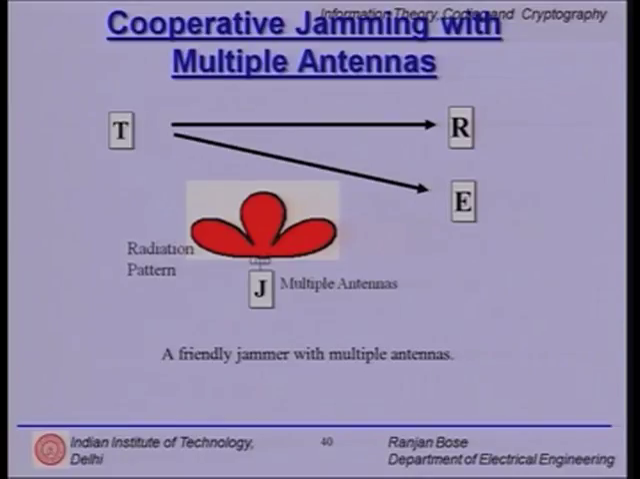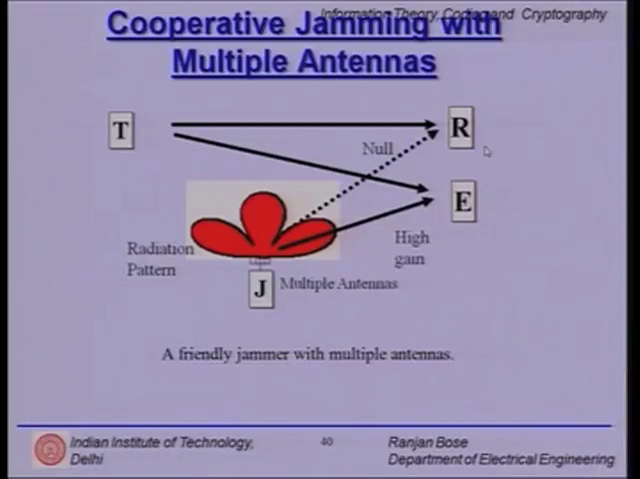Suppose this is the radiation pattern, and by changing the weights on the antenna elements, I can steer this beam. So, if my receiver or the eavesdropper move around in the room, my friend the friendly jammer can steer the beam accordingly. But what does it do with the beam? Well, it makes the radiation pattern such that there is a high gain in the direction of the eavesdropper, but there is a null in the direction of the legitimate receiver.